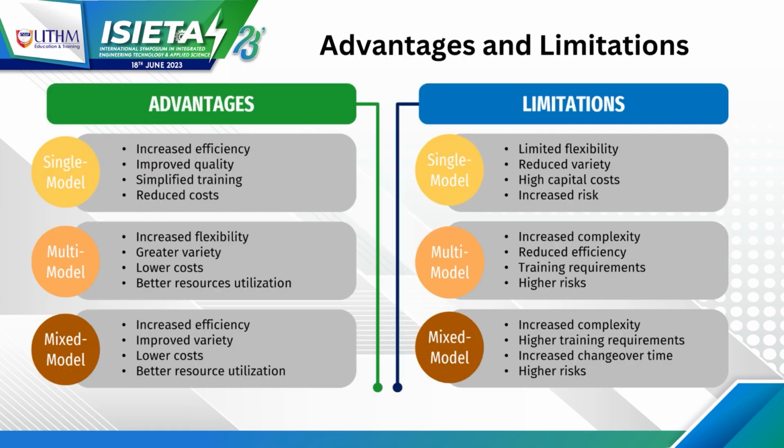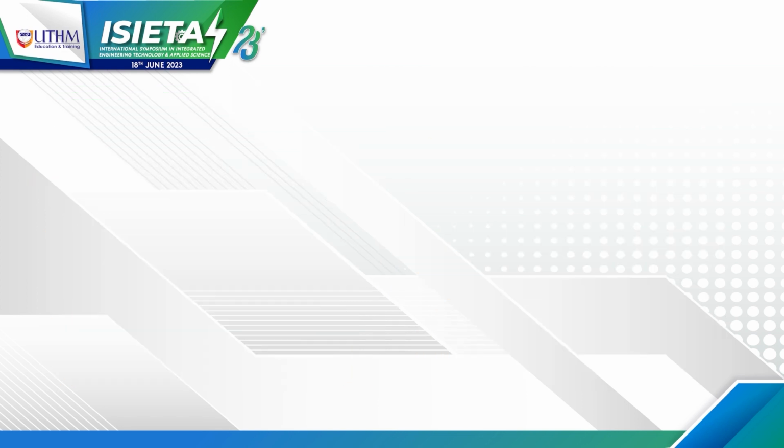Each of these types of line balancing has its own advantages and disadvantages. Consequently, choosing the suitable line balancing will depend on the specific needs and requirements of the production process. Disadvantages and limitations can be seen in this table. Overall, the type of line balancing employed depends on the specific requirements of the production process, the volume of production, and the variety of products being manufactured.